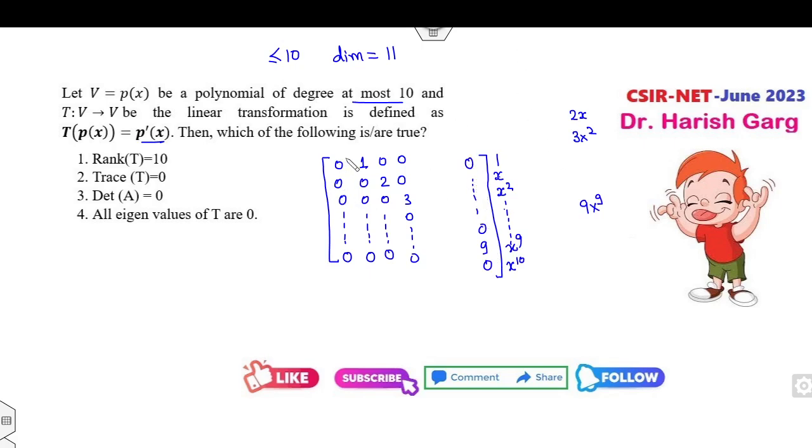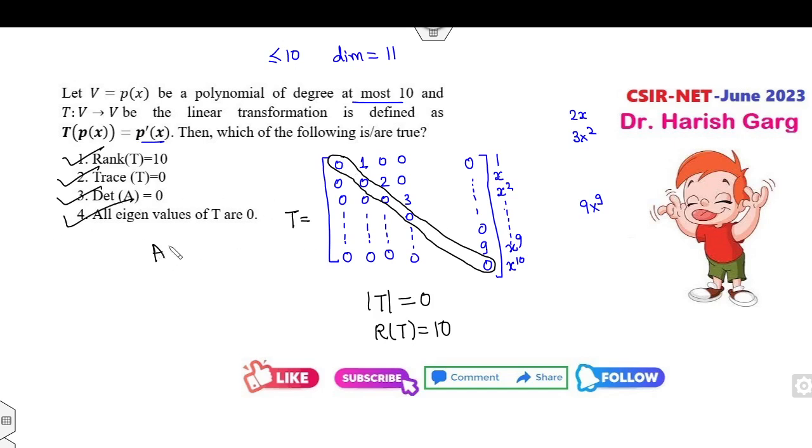Fine. Now clearly the diagonal entries are 0. And you can see the last row is also 0. This is my matrix. So determinant of the matrix is 0. And rank of the matrix is 10 because it has 10 non-zero elements. Trace is the sum of the diagonal entries. Determinant 0. All eigenvalues are 0. Yes, correct. All are correct options of this problem.